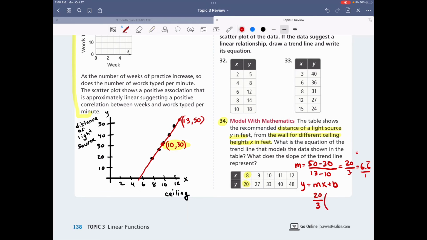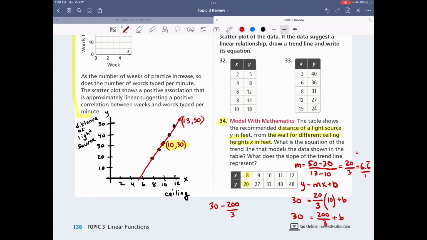So x is going to be 10 plus b, and y is going to be 30. And 10 times 20 is 200, so we have 200 divided by 3 plus b equals 30. Then we have to subtract 200 over 3 from 30. So I'm going to do that over here in scratch. 30 minus 200 over 3.